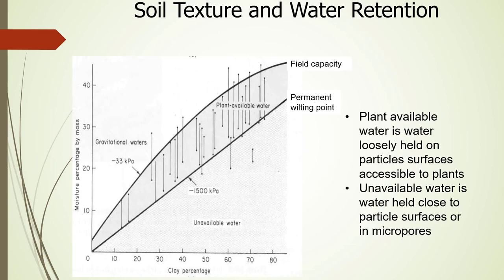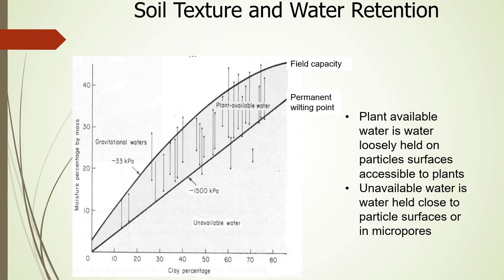So, soil texture and water retention. First of all, plant available water is the water that's held loosely on soil surfaces that is accessible to plants. And then there's unavailable water, which is water that's held tightly to the particle surfaces or the micropores and is never available to the plants.